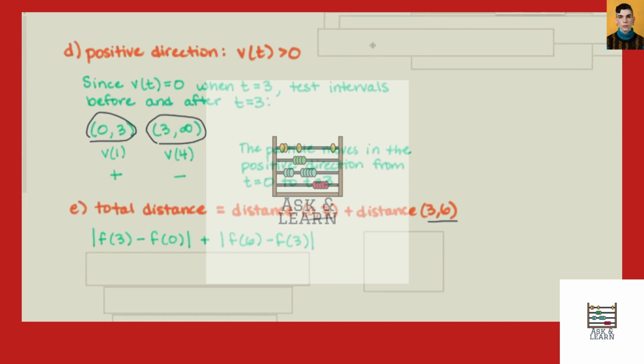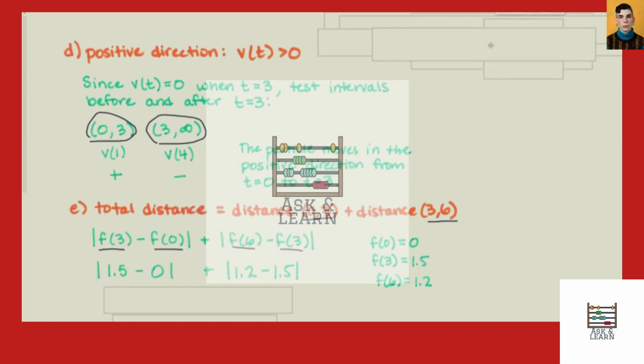So to get the distance from time 0 to time 3, what we do is we find the position at time 3 minus the position at time 0, and then we take the absolute value. And to get the distance from time 3 to time 6, we take the position at time 6 minus the position at time 3, and then take the absolute value. Now those position values come from the original function f of x. So if you need to find f of 0, f of 3, and f of 6, you can substitute those into your f of x function. And you can use the table feature of your graphing calculator to do that. It's really helpful.